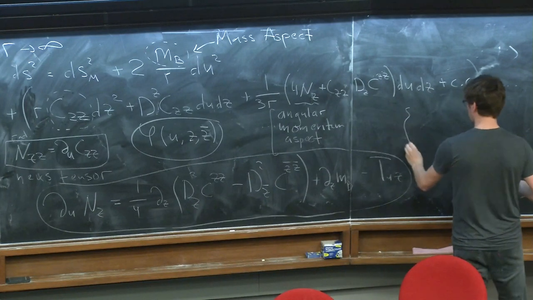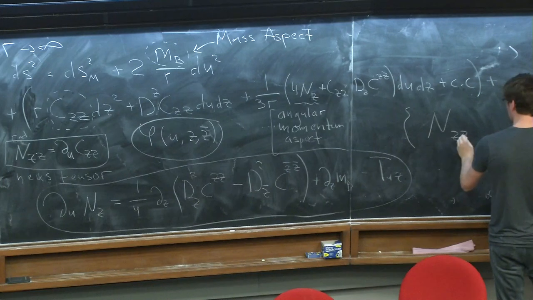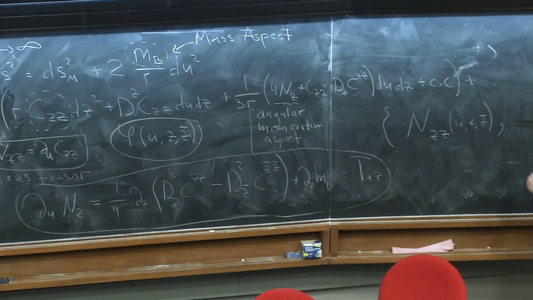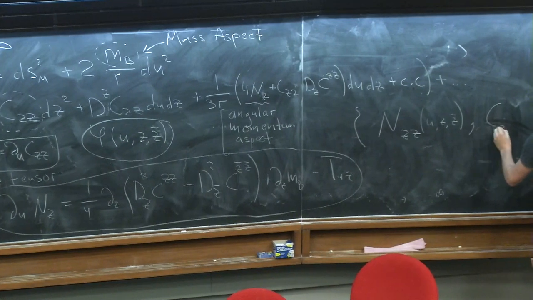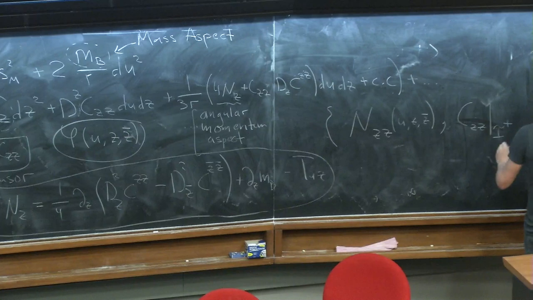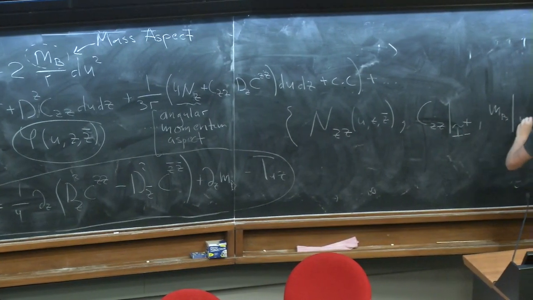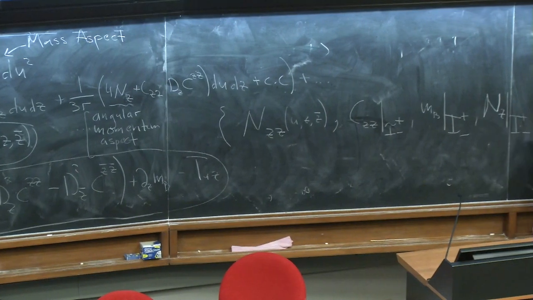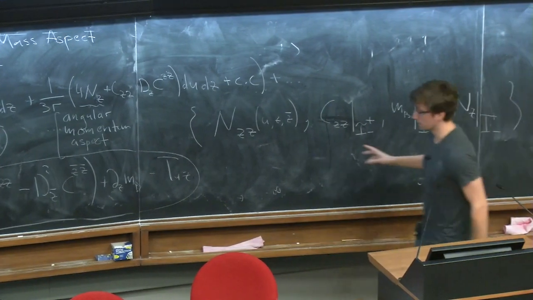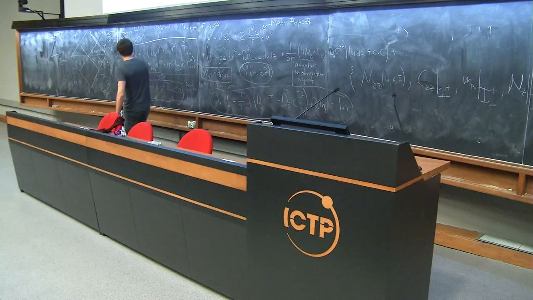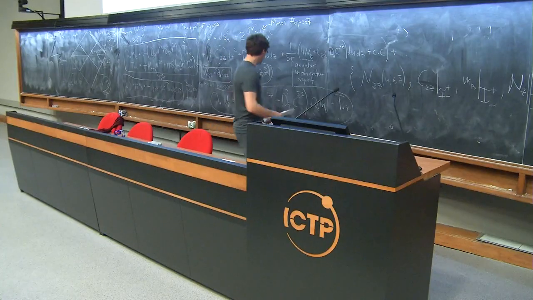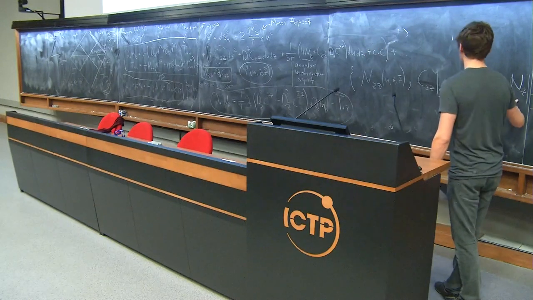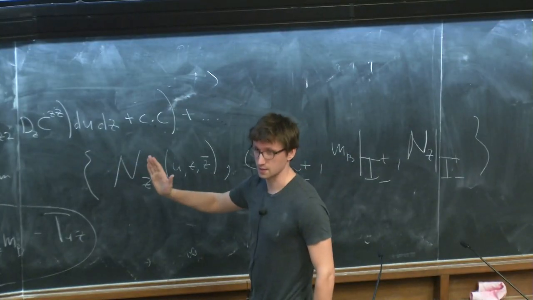Well, let me write it. You take NZZ as a function of U, Z, and Z bar, and you take integration constants for, say, CZZ at I plus minus, MB at I plus minus, NZ at I plus minus. So these are first order equations. We have three first order equations. This one, and this one. They're all specified in terms of NZZ, but they have integration constants. So these are these three integration constants, and this is a new tensor which specifies the radiation. That's a phase space.